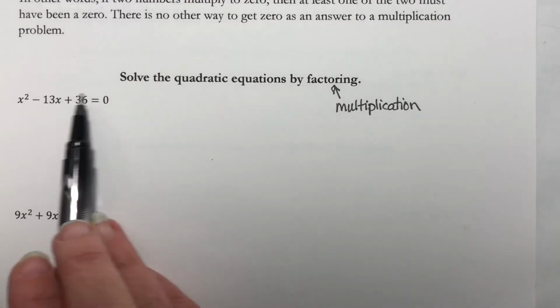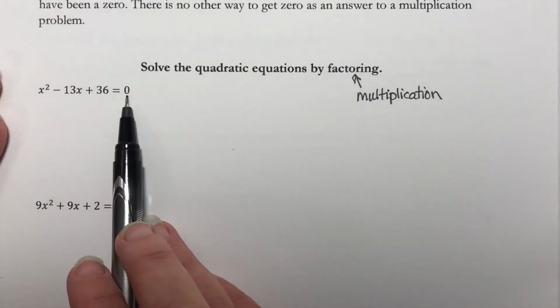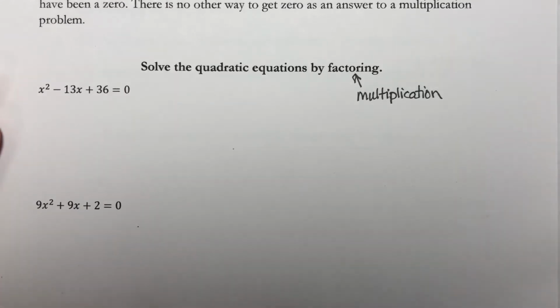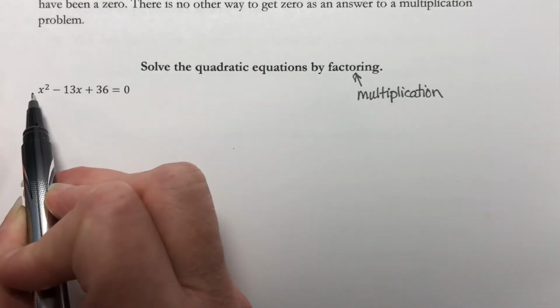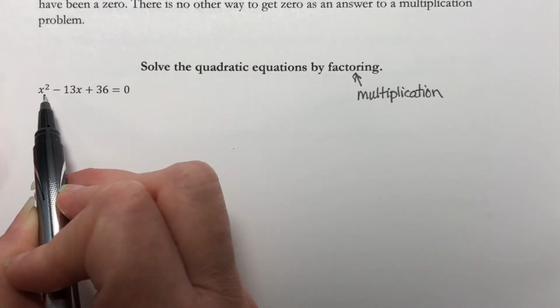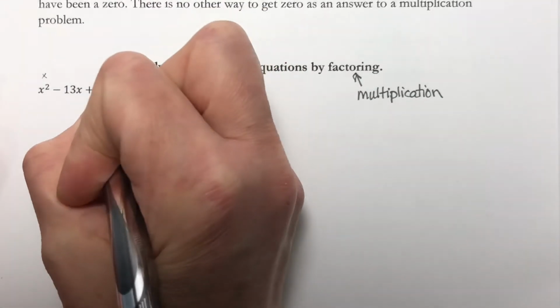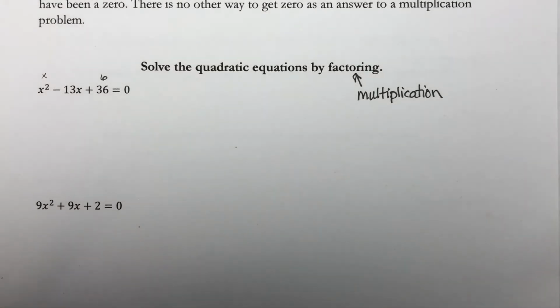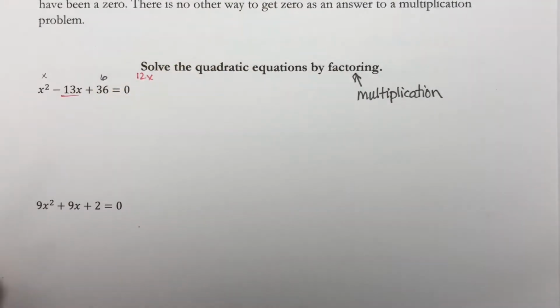So when you're going to solve by factoring, you have to have a 0. If this is not a 0, we can't apply the zero product principle, and so we don't have anything that works. Now, we want to factor this. There's no number in front of our x squared, and these are perfect squares, but if I take the square root of x squared, that's x. The square root of 36 is 6. If I multiply those together and then double it, I get 12x, which is not negative 13x. So this is not a perfect square trinomial.